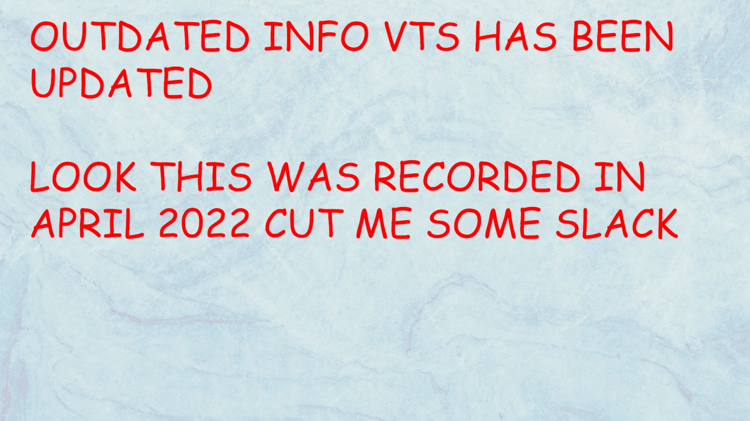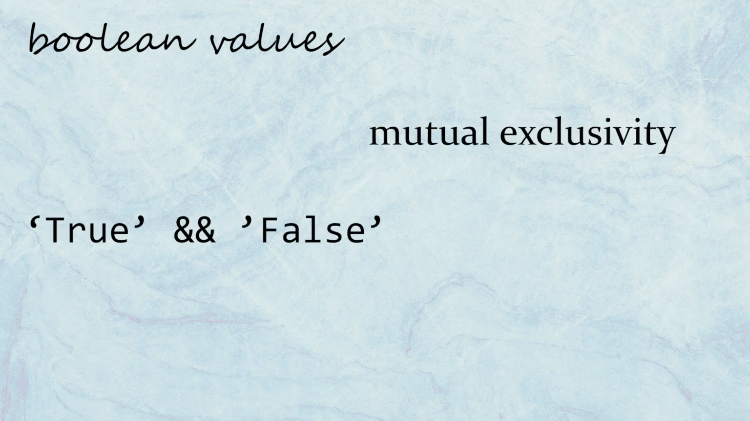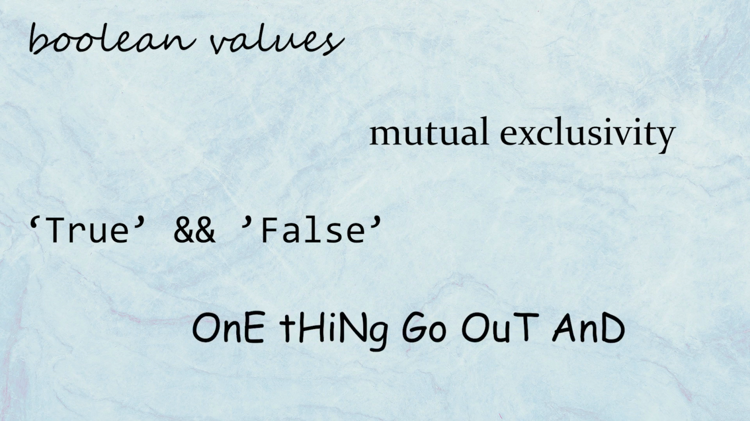Parameters aren't really supported with items yet, but I can circumvent that little problem by just having one toggle off and the other toggle on. This is due to a very neat little feature called Boolean values, also known as mutual exclusivity, also known as, by smart people, true and false, also known as, by my caveman brain, one thing go out and the other thing come in.